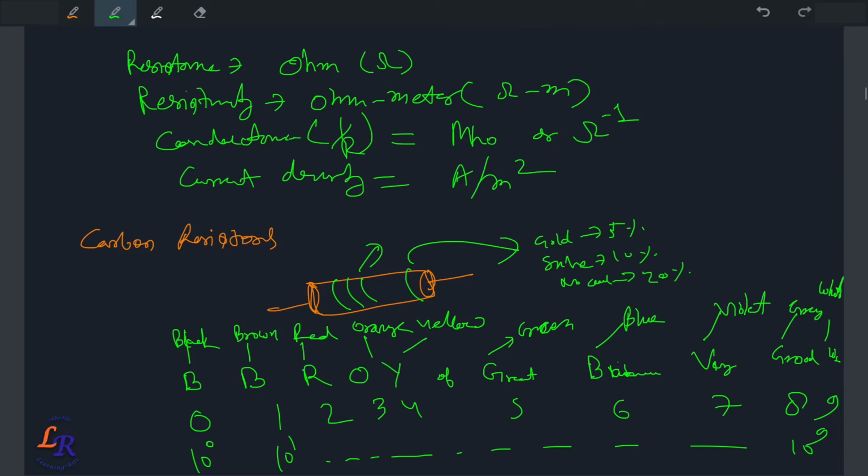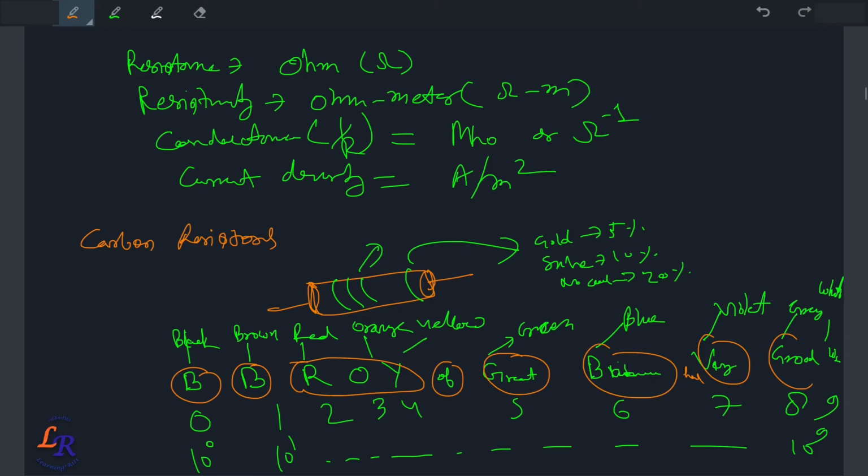tolerance, right? And just to remember again, BB Roy of Great Britain had Very Good Wife, right? Black, brown, red, orange, yellow, green, blue, violet, grey, white. Okay, all right.